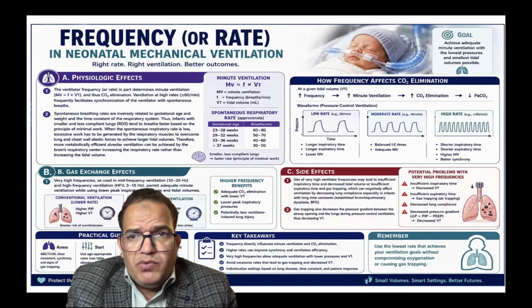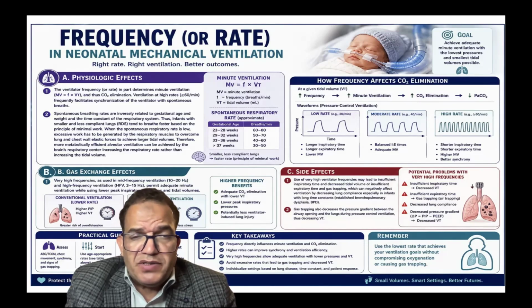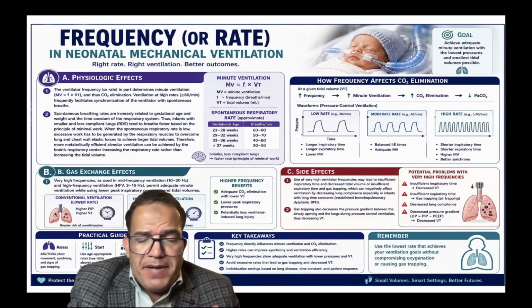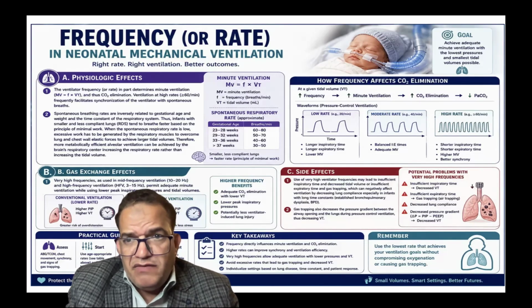If we put a baby on a moderate rate, for example 40 per minute, the cycle here will be 1.5 seconds. If you put in 0.5 second of inspiratory time, the expiratory time will be 1 second. So here there is a balanced I:E ratio, and you may achieve adequate ventilation.